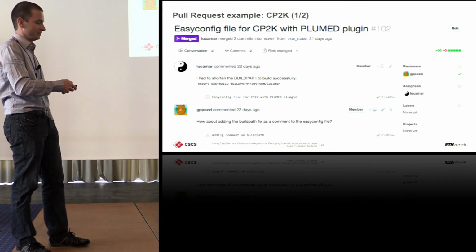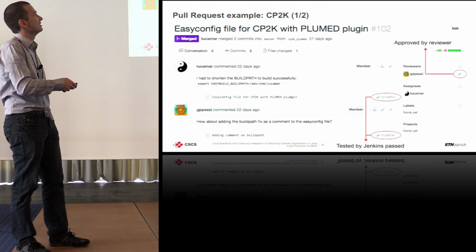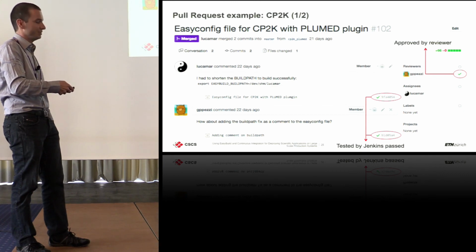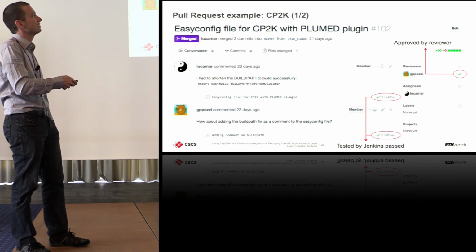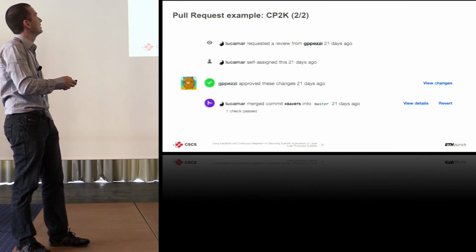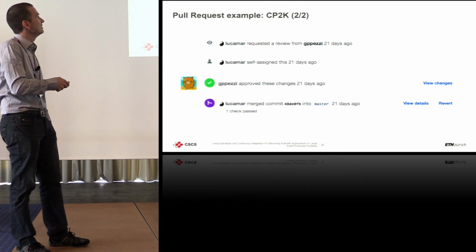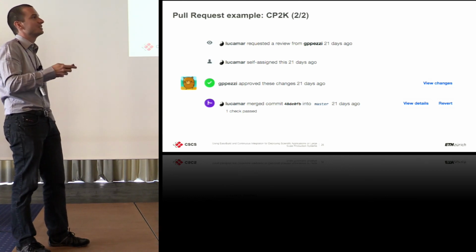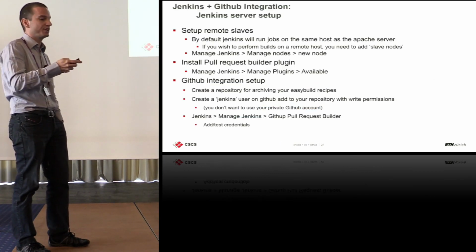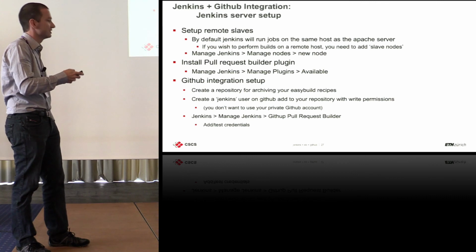So here the green means that Jenkins tested and the build passed. After the second comment, we know that the build is passing. And I also had to approve the review, so I approved, the review has passed, and at this point the change is merged into the repository. This is how we ensure that we don't put into production things that are not working or not complying with the best practices.